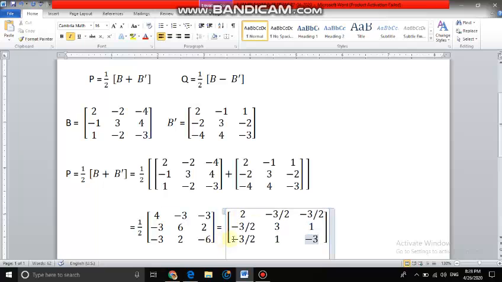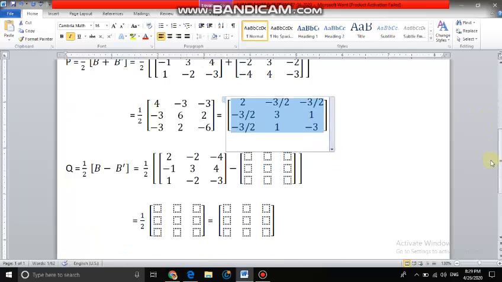If you observe the matrix, this is the final matrix of P. This is a symmetric matrix. If you take the transpose of this matrix, you will get the same matrix. That's what the definition of a symmetric matrix says.